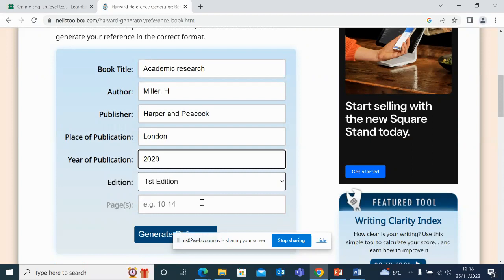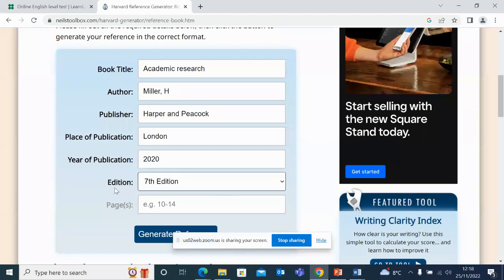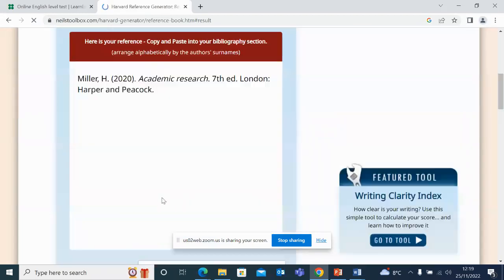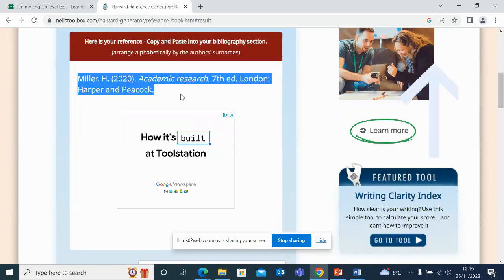Yes. If you go down here, you can see the edition. So I'm just giving you an example, okay? This is what I use sometimes. And then can you see the bottom bit? It says generate reference. Go to that and then look, it's done it for you. Can you see that? It's made the reference for you.